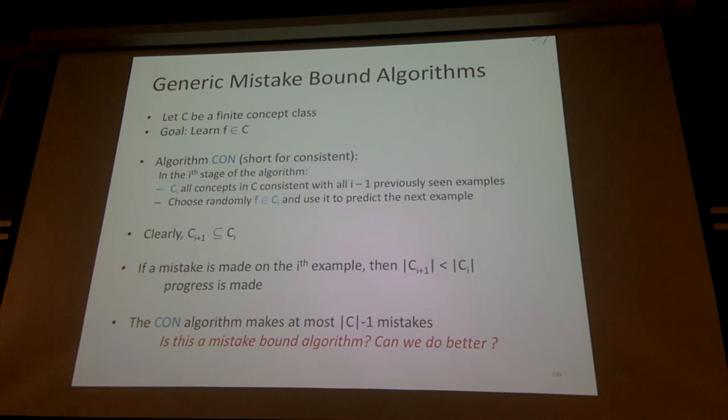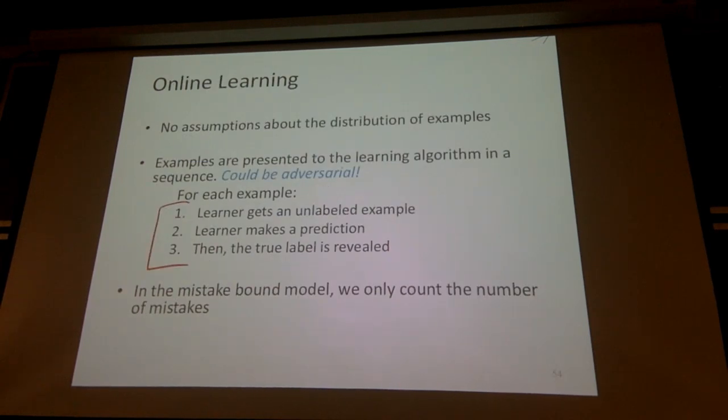We're going to continue with mistake-bound algorithms. In the last lecture, we looked at the idea of mistake-bound learning. We looked at online learning, and the idea is rather simple, or at least the setup is rather simple. The analysis could get complicated. The setup looks like this.